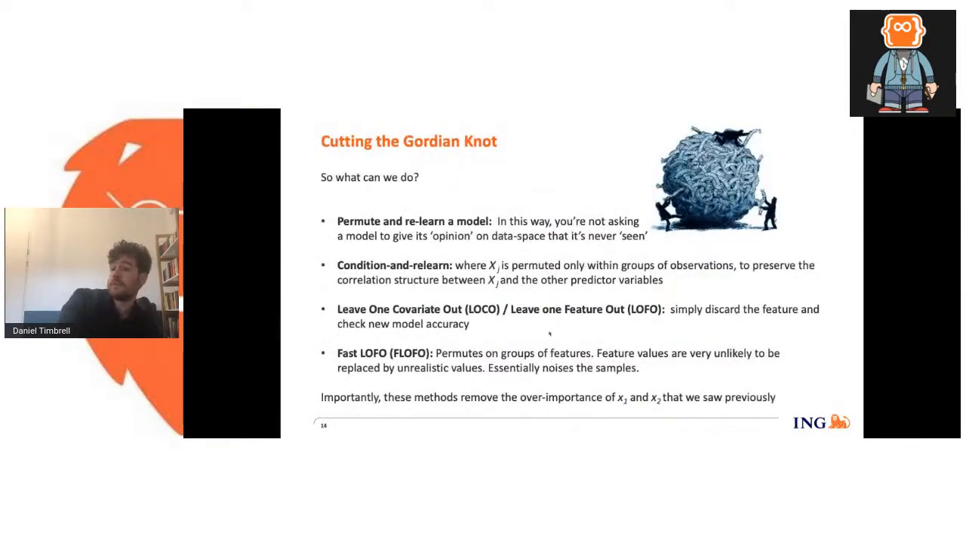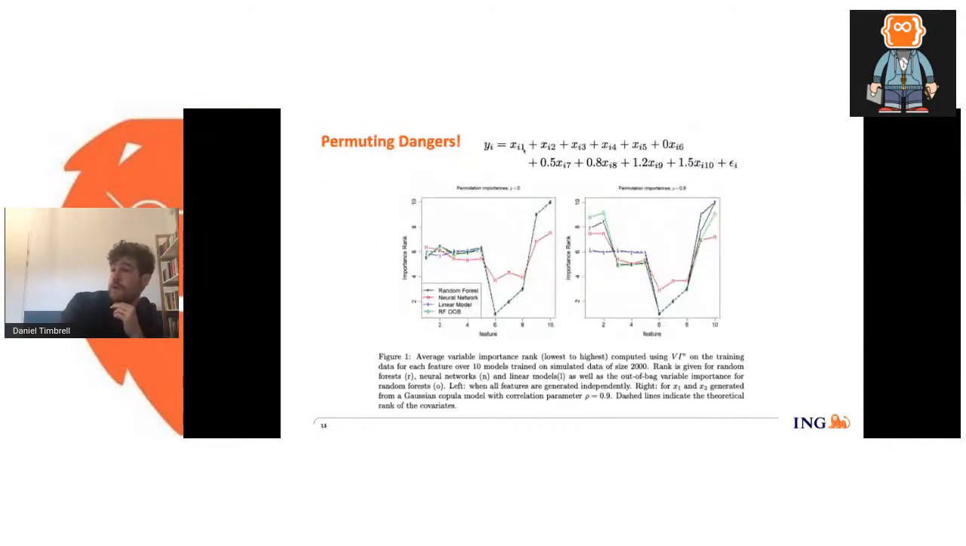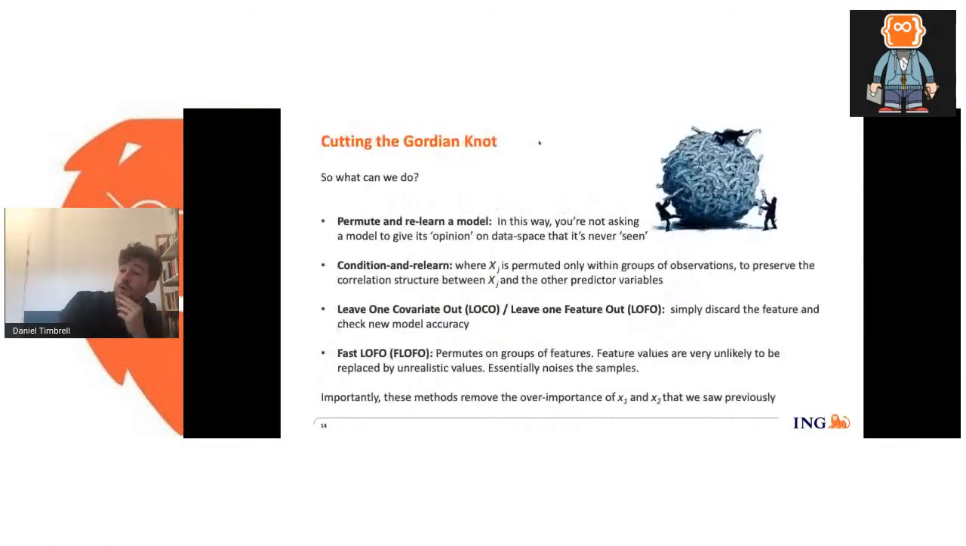I think a really important one to consider are these really simple examples, the LOCO, otherwise known as LOFO, so leave one covariate or feature out. This is just where you discard feature by feature, rerun your model, check the new accuracy, and see how important this is. Importantly, these methods remove the overimportance of correlated features like the X1 and X2 that we saw. The only downside, which is the trade-off, is that they're computationally expensive because you're having to rebuild some more models.